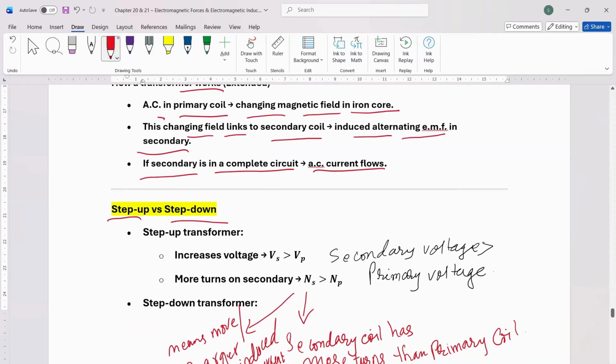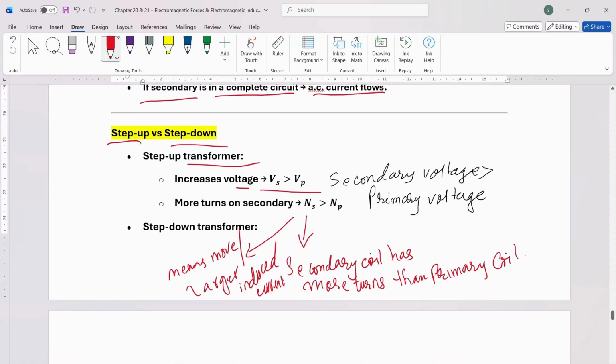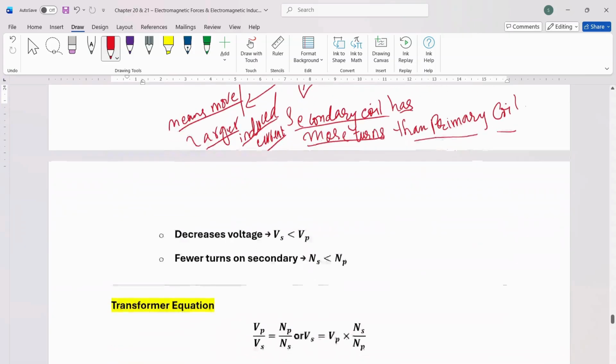Now, step up versus step down. A step up transformer increases voltage. So Vs is greater than Vp, which means the secondary voltage is greater than the primary voltage. More turns in the secondary mean a larger induced voltage. The secondary coil has more turns than the primary coil, so Ns is greater than Np.